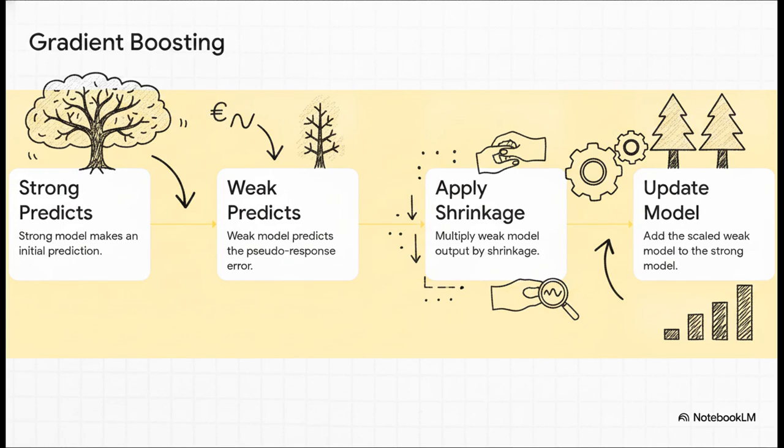Let's actually demystify how this boosting mathematically scales and improves step by step. First, the model looks at the gap between its prediction and the actual label. This gap is the gradient of the loss, or the pseudo-response error. The new weak tree then learns to predict that exact specific error. Its output is scaled down by the shrinkage, and finally, it's merged into the strong model. Step by step, iteration by iteration, the total error is just relentlessly driven down.